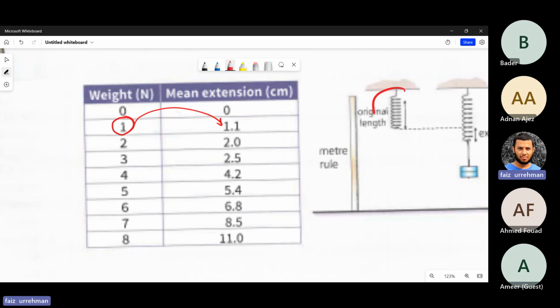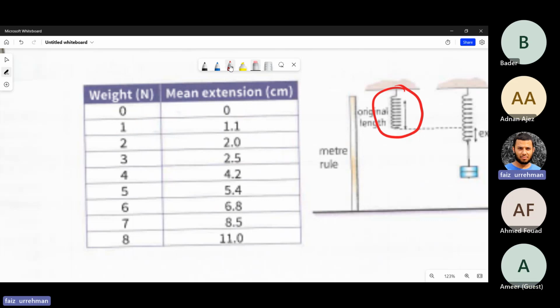This is the original length. In this, there is no external weight. So how much is the extension? Nothing. It's in the original, that is, resting position. So extension is 0. Extension is not the original length. Extension means, from the original length, how much did it come out? It was something like this before, but now it is like this. So how much is the extra from here to here? This is the extension. Clear?